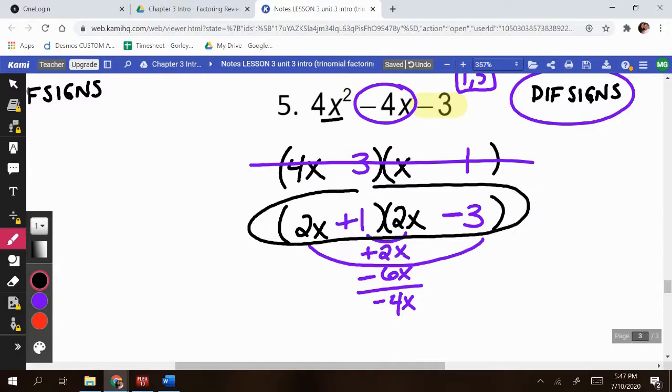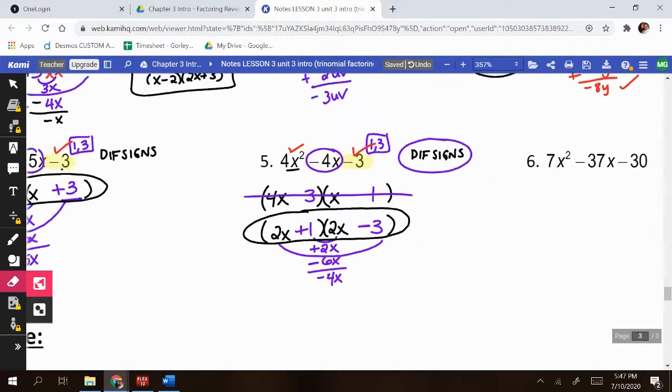Okay, that looks good. Check your work. First times first is 4x squared. That looks good. Last times last is negative 3. That looks good. And then we've already confirmed that the outers and inners add up to negative 4x.